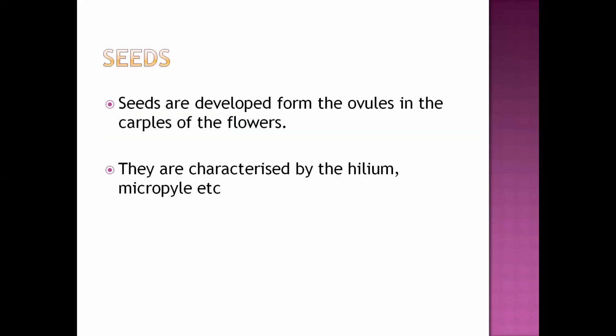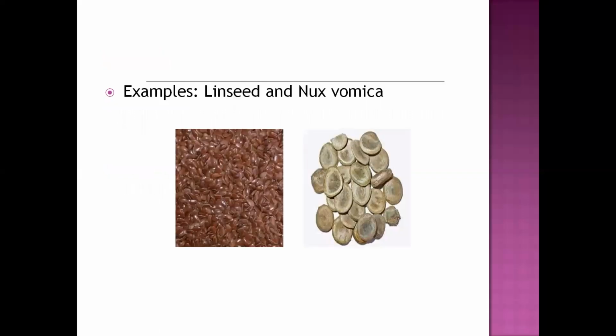Then comes the seeds. What are the seeds? Seeds are developed from the ovules in the carpels of the flowers, and they are characterized by the hilum or the micropyle. These are the points of attachment. Here they are given, like linseed and nux vomica. They also have different shapes and sizes.